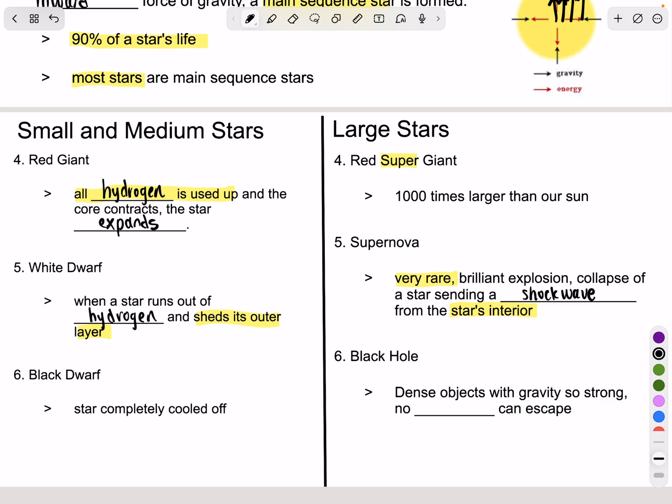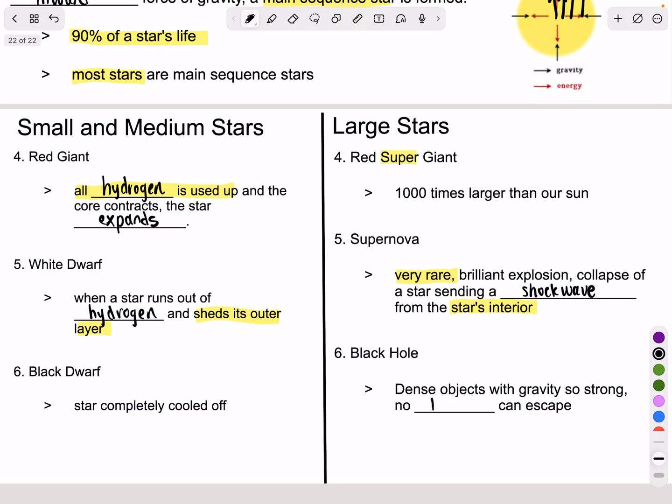which is why we don't need to worry too much about a black hole. These are dense objects with gravity so strong that no light can escape. We don't need to worry too much about that. I know when I was in high school learning about this, I got really scared of black holes, but that's okay. They are not as scary as you think they are. They're really, really far away, so we don't have to worry about them.